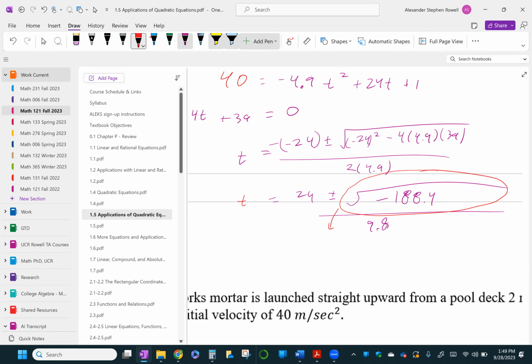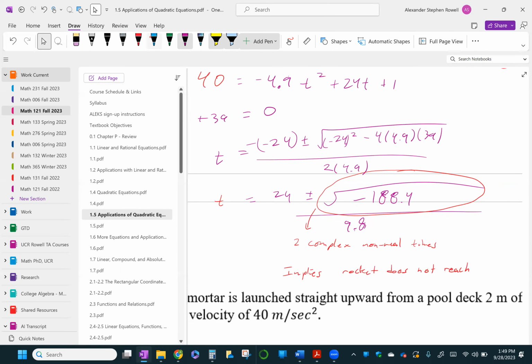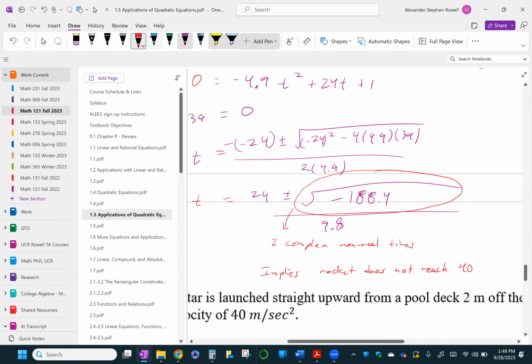It's not going to reach 40 feet. So we're going to get two complex, non-real times, which implies the rocket does not reach 40 meters.